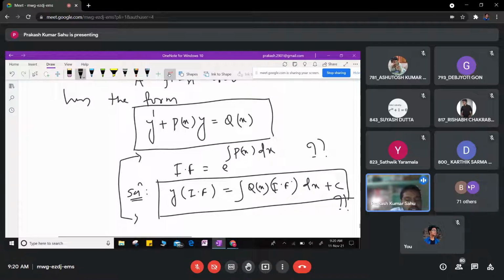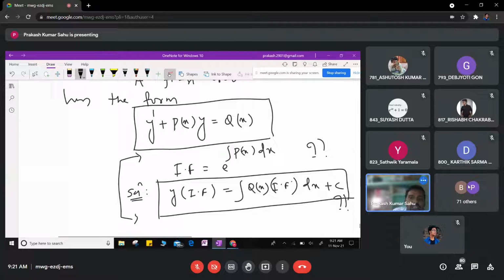The integrating factor is found when the equation is not exact. That means the given differential equation is not exact. Then you have to find the integrating factor, and by which method? Because four methods are there. By which method are you finding the integrating factor? Understood or not? Yes, sir.